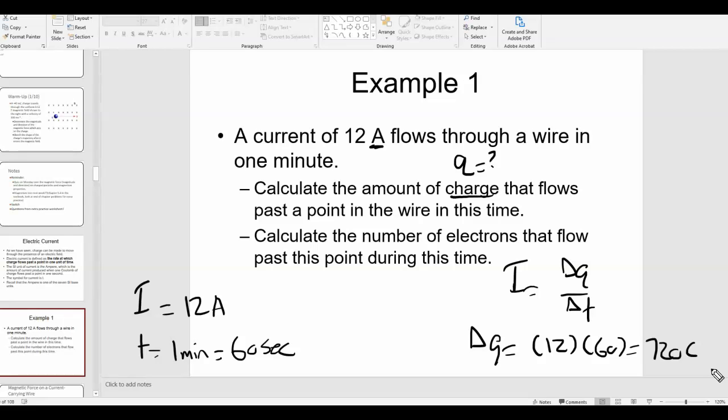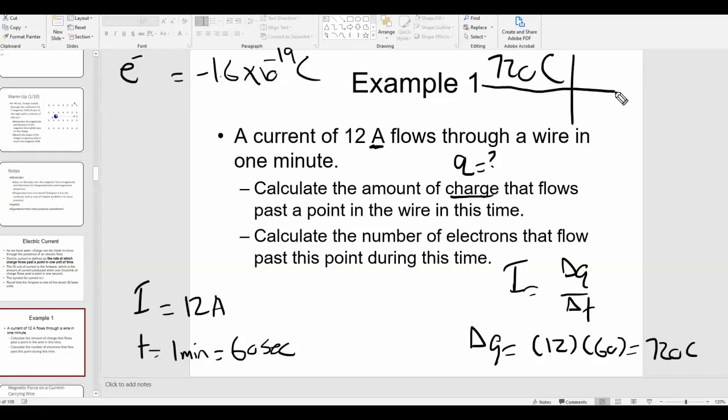Now, another question we could ask, and again, we'll talk more about this in the circuits unit, but typically, when we talk about current, what we normally mean in most situations is we're talking about moving electrons. Okay, so let's say we have a question: calculate the number of electrons that flow past this point during this time. This is also a question we've done before, because of course we know the charge of 1 electron is negative 1.6 times 10 to the negative 19 coulomb. Okay, so how many electrons does it take to make 720 coulomb? That's just a matter of division.